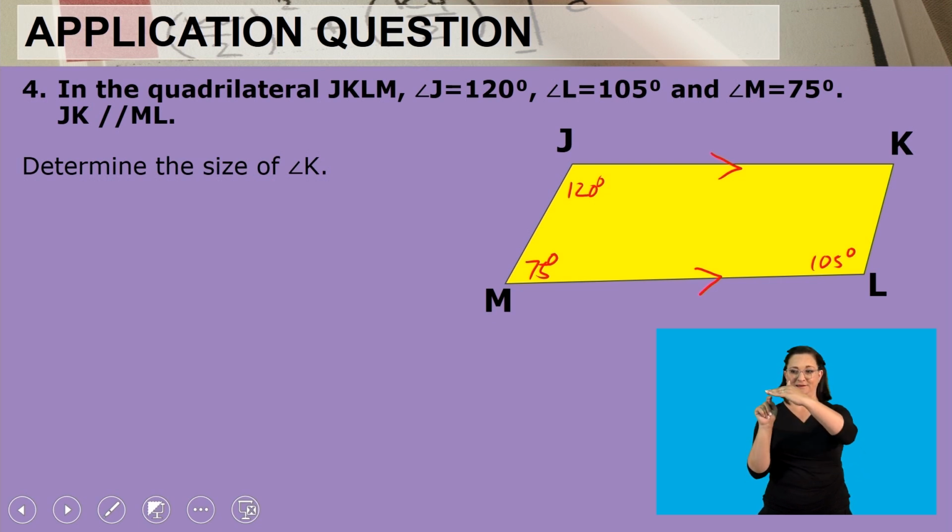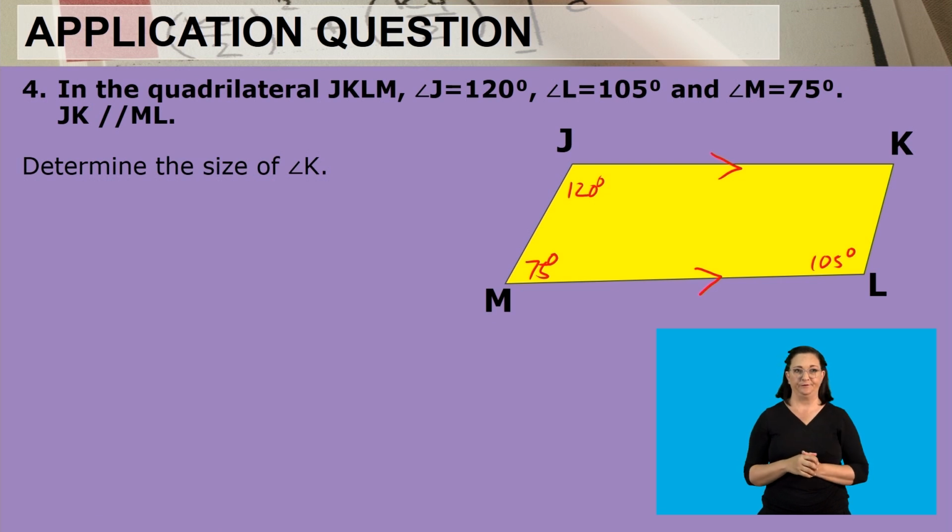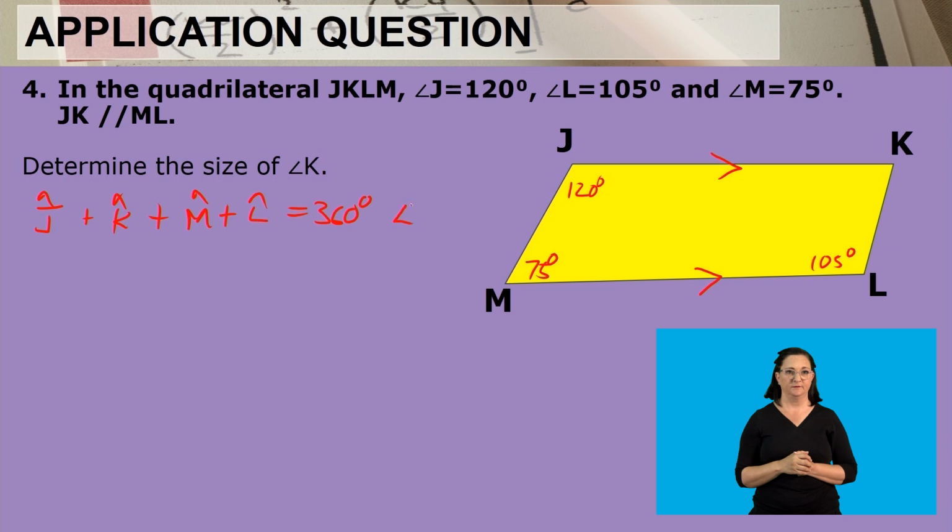What do we know? In a quadrilateral, all four angles would give us 360. So angle J plus angle K plus angle M plus angle L would give us 360 degrees. These are the sum of angles of a quad.